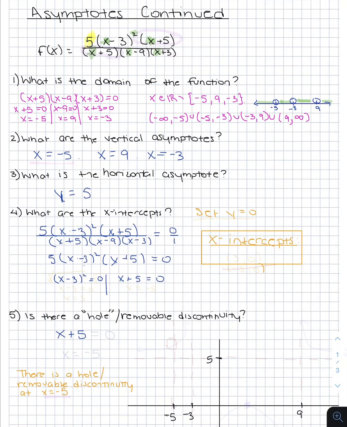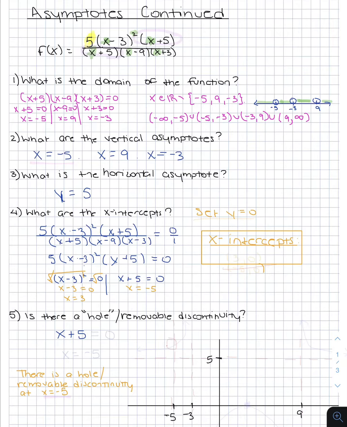To get rid of something that's being squared, we have to take the square root of both sides. So the square root cancels out the squared, and then we can just easily solve this from here. So we're left with x minus 3 equals 0, so our x is equal to 3. And on the other hand, we have x is equal to negative 5.